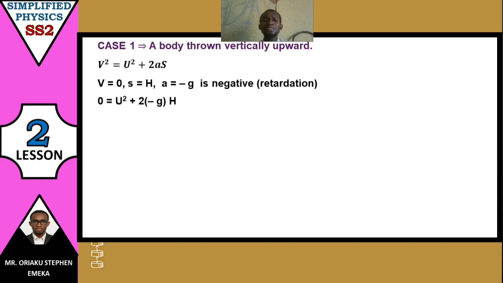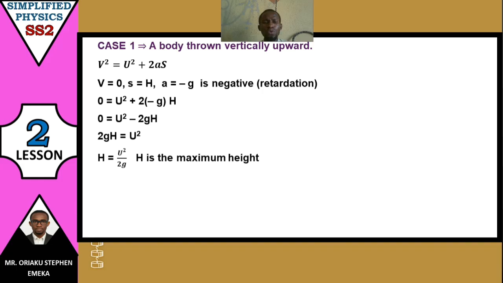Now inputting this into our third equation of motion, it becomes 0 equals u squared plus 2 brackets minus gh. That is going to be 0 equals u squared minus 2gh, and that gives us 2gh equals u squared. Making h the subject of the formula to get the maximum height, we have h equals u squared over 2g. So this is the formula we can use to find the maximum height for a body that is thrown vertically upward. So how do we get the time?